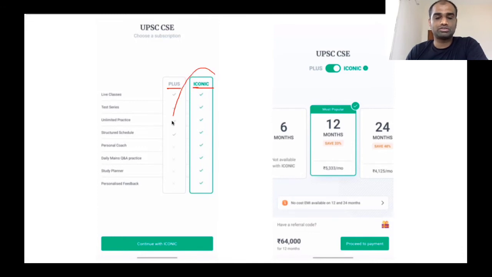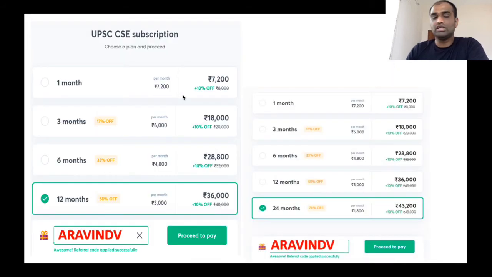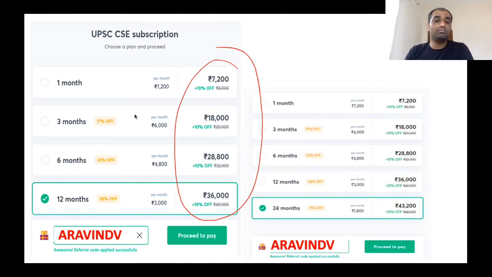Now, if you want to subscribe to the Iconic platform, click on the Iconic subscription platform button, and then you have to pay extra compared to the Plus platform. Now, what are the charges? What is the amount charged by Unacademy for the Plus subscription platform?